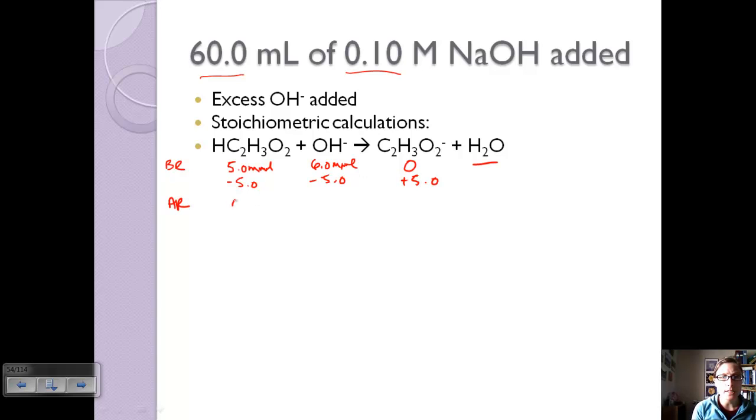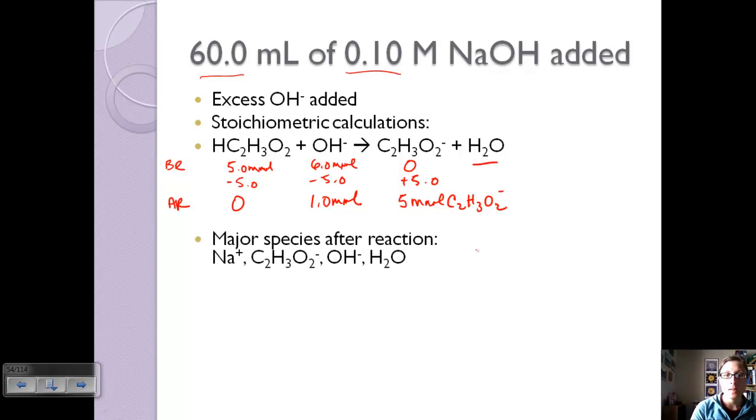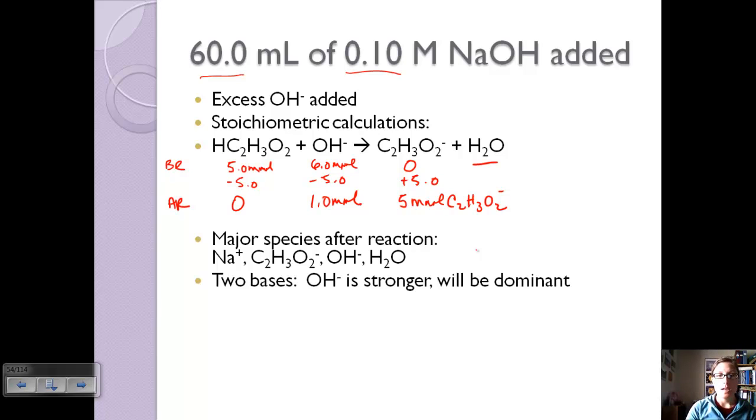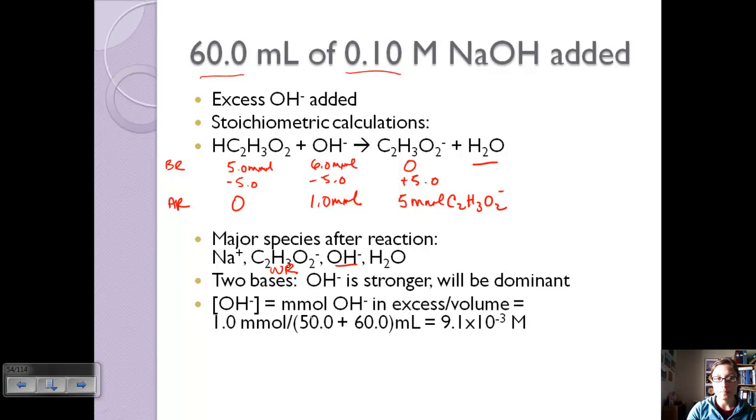So after reaction, we get no acetic acid. So remember, just like we did with the strong acid, strong base titration, now we're reacting the acid completely. We're being left with OH minus. We have 1 millimole of OH minus left and 5 millimoles of the C2H3O2 minus ion. So the major species after the reaction, no acid. We have the Na plus from the base, the C2H3O2 minus, the OH minus, and the water. So we've got two bases. We have this as our weak base, and we have the OH minus. Well, the OH minus is stronger, so it's going to be dominant.